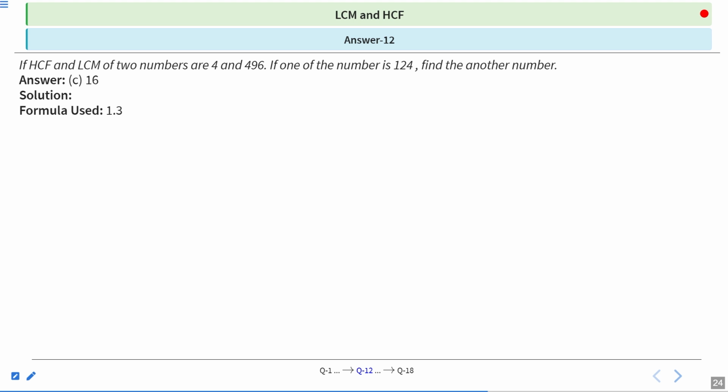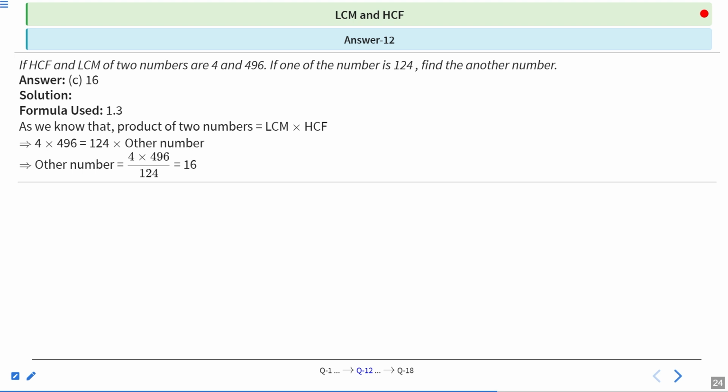To solve this question, we have used formula 1.3. The formula says that the product of two numbers is equal to LCM into HCF. That means the product of two numbers is the same as the product of LCM and HCF. So 4 into 496, HCF into LCM, should be equal to 124 into the other number. Therefore, the other number is going to be 4 into 496 upon 124. On calculation, it comes out to be 16. That means the other number is 16. Option C is the correct answer.